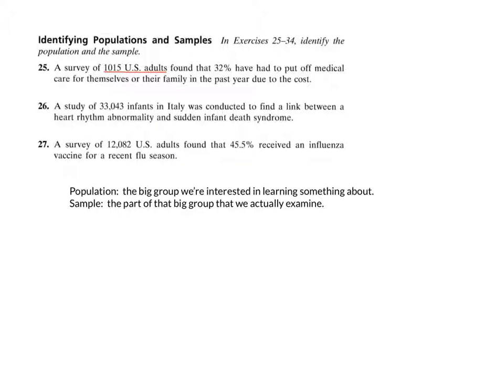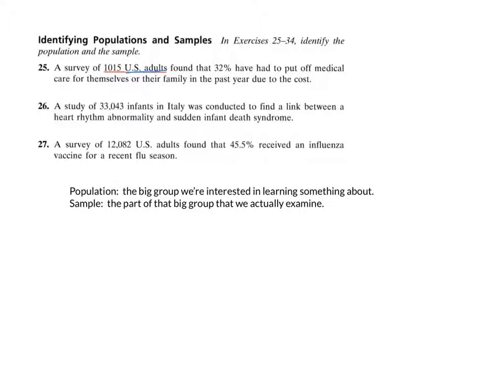Well, clearly the bigger entity that group of people comes from is just all U.S. adults. So we would identify in this case that our sample is the 1,015 U.S. adults because those are the people we examined, and the population is all U.S. adults. Let's try that same thinking here with number 26.